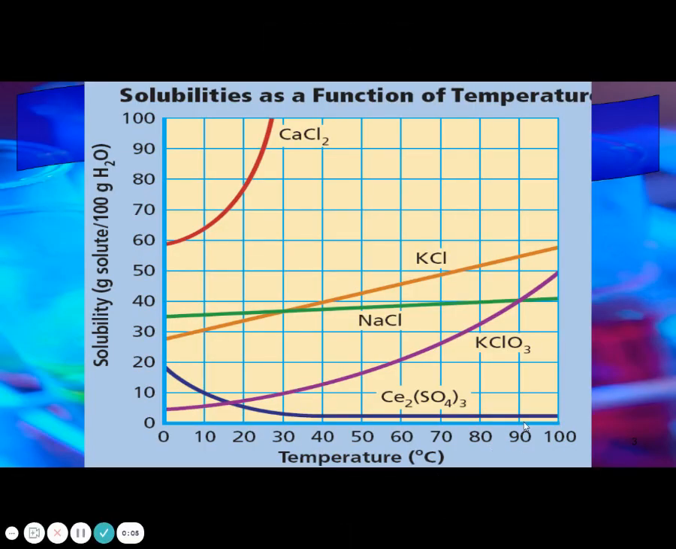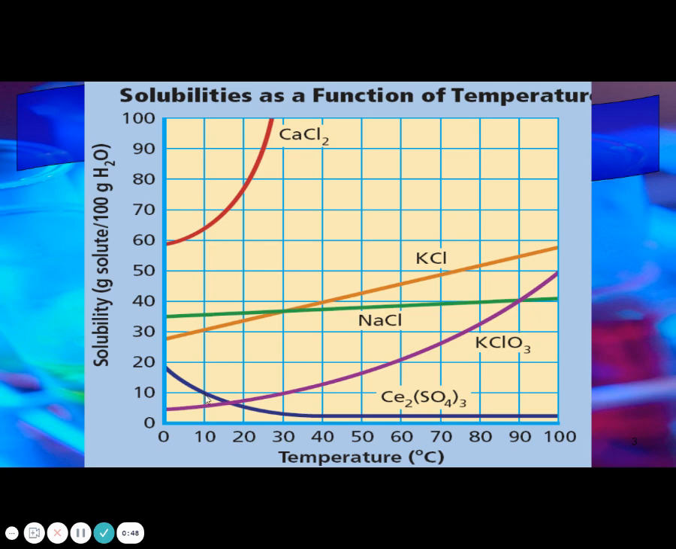All right, I would like to show you how to read a solubility curve. So these are some substances that are soluble at a particular given temperature for an amount of solute in 100 grams of water. Okay, so as you can see, as the temperature increases for these various substances, so does the solubility, or the ability to dissolve.